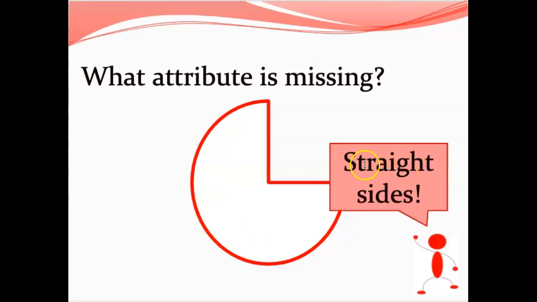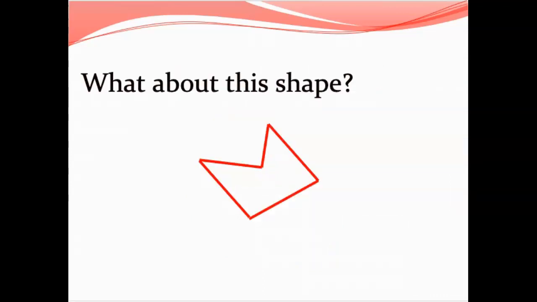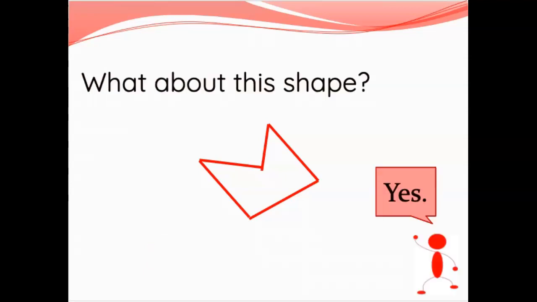All polygons have to have straight sides. Remember, the things that make a polygon are they have straight sides, they are closed, they are 2D, and they have to have at least 3 sides. How about this shape? Does this fit all the pieces or all the criteria of a polygon? Does it have straight sides, closed, 2D, and at least 3 sides? Yes, this one is a polygon.